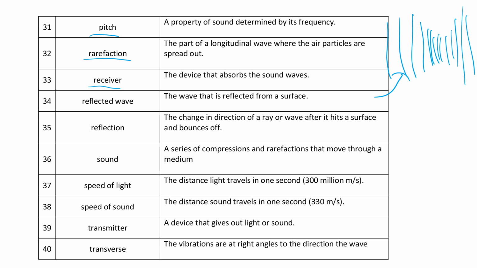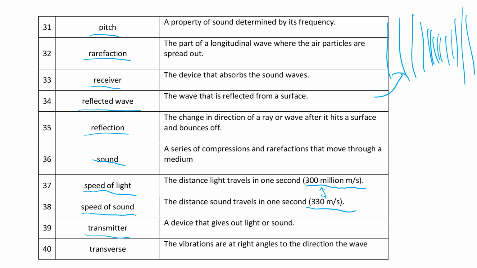Like a microphone is a receiver. The wave that is reflected from a surface: reflected wave. The change of direction of a ray or wave after it hits a surface: reflection. A series of compressions and rarefactions that move through a medium is a sound. The speed of light, or the distance light travels in 1 second: 300 million meters per second. That's pretty quick. The distance sound travels in 1 second: 330 meters per second, slightly different between the two. Speed of sound. A device that gives out light or sound is a transmitter.